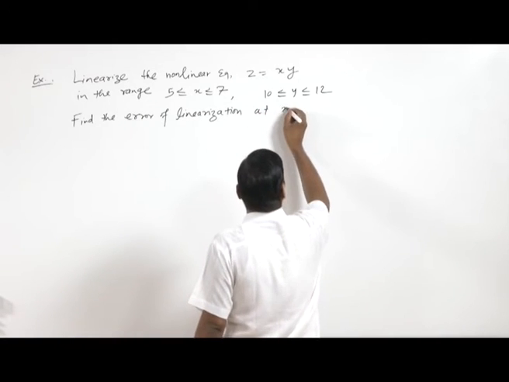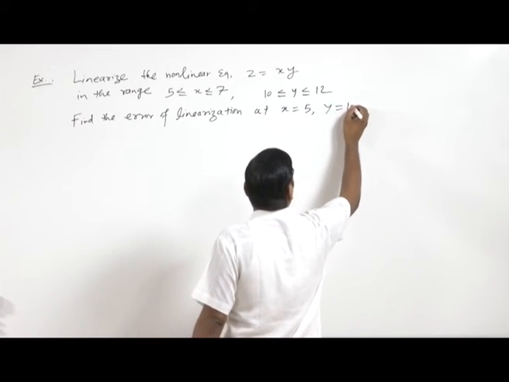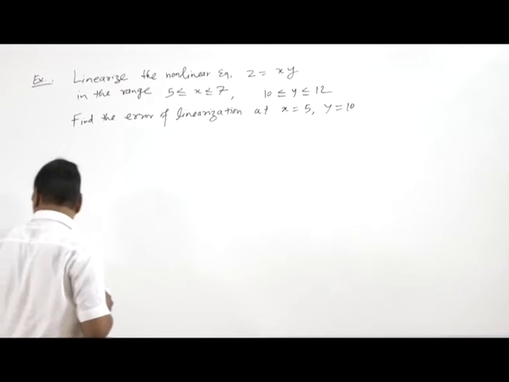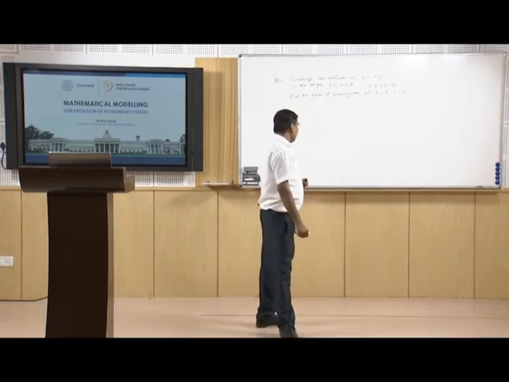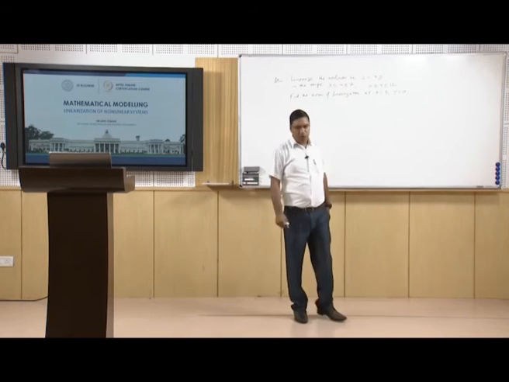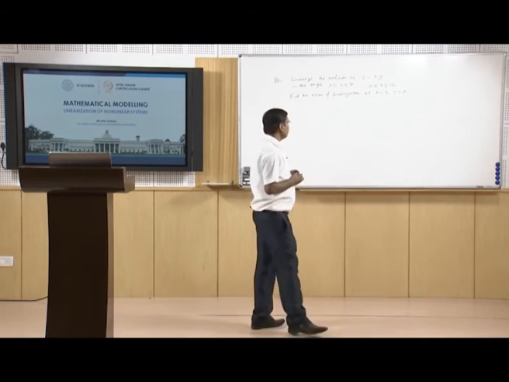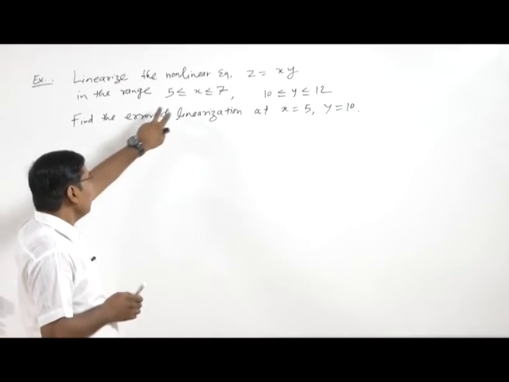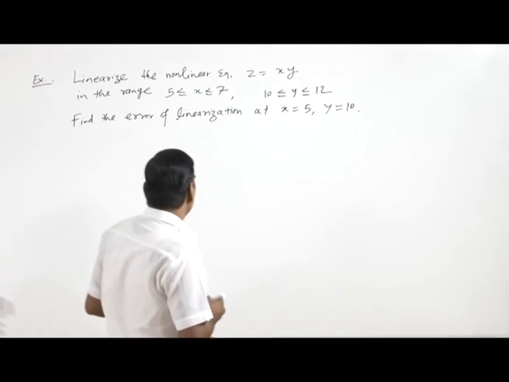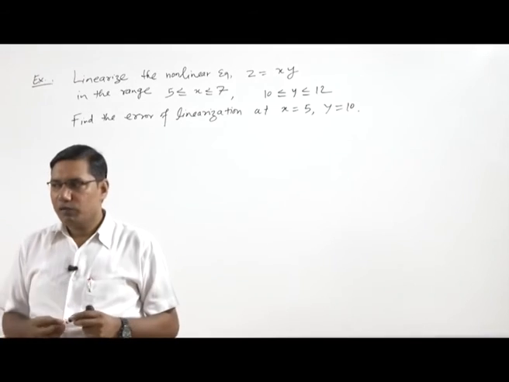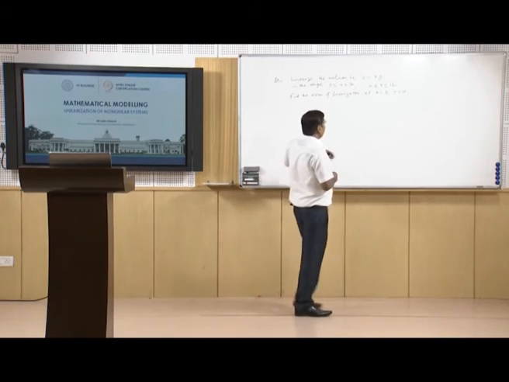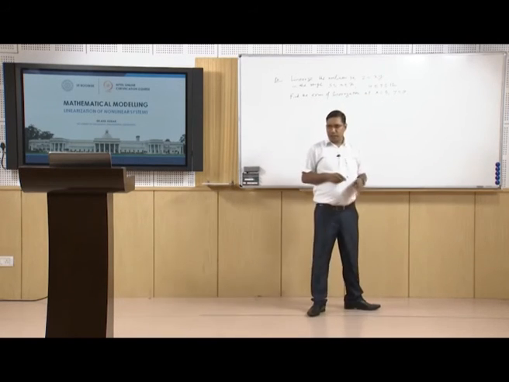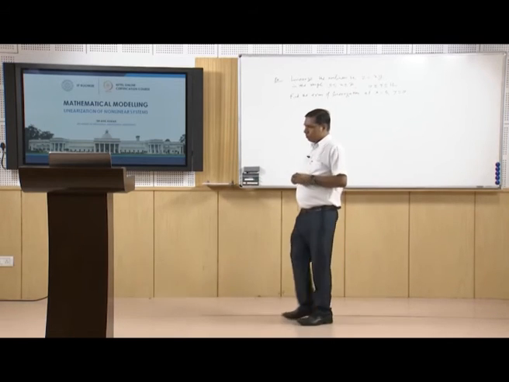At x equal to 5 and y equal to 10. So, here we have this nonlinear function z equal to xy. We have two input variables, x and y, and they have the range 5 to 7 for x and 10 to 12 for y, and we have to find the error of linearization at x equal to 5 and y equal to 10.